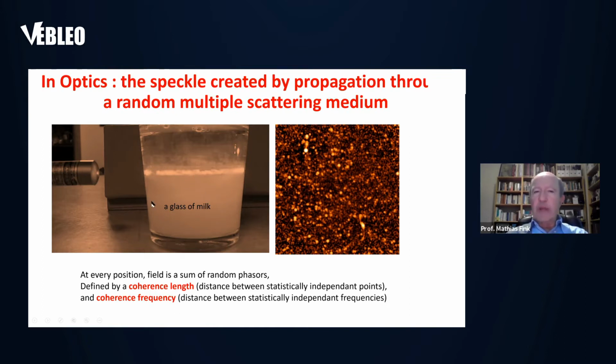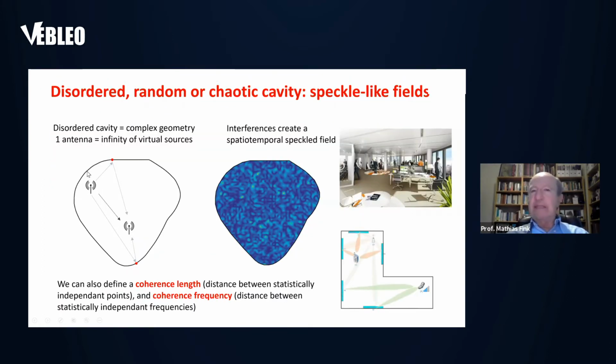This is not only true when you send light through a multiple scattering medium, but also when you send light or waves in a cavity. It may be what we call a random or chaotic cavity, like a room, and the interaction between light or microwaves and the walls will give you a pattern where you have bright spots and dark spots. There is also a coherence length that gives you the distance between two bright spots. And also when you change the frequency, suddenly what we call the eigenmodes change completely. And there is also the coherence frequency concept.